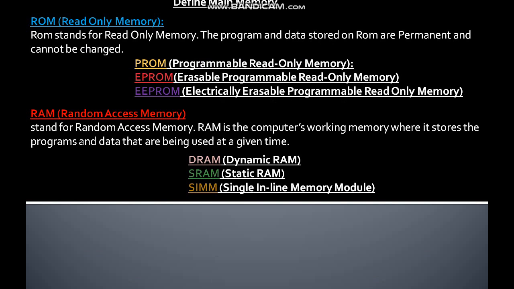Define main memory. We have two types of main memory, ROM and RAM. ROM is read-only memory and RAM is random access memory. The program and data stored on ROM are permanent and cannot be changed. We have three types of ROM: PROM, EPROM and EEPROM. Programmable read-only memory, erasable programmable read-only memory, electrically erasable programmable read-only memory.